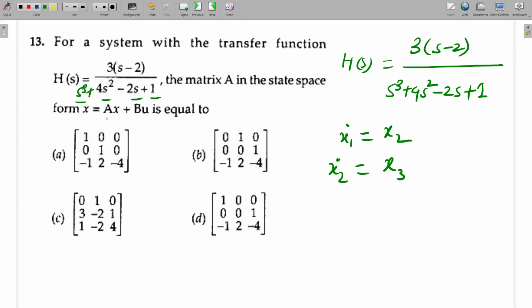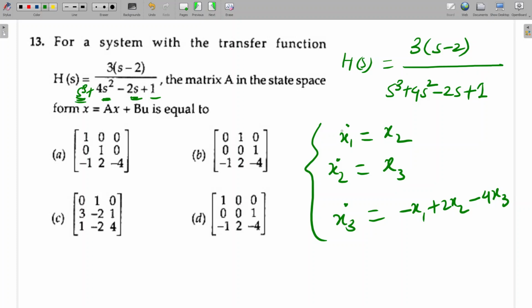And x3 dot, this is x3 dot, this is x1 dot, x2 dot. So x3 dot will be equal to minus x1, correct? Minus x1. And this will be plus 2x2, correct? And this will be minus 4x3. Is it correct?